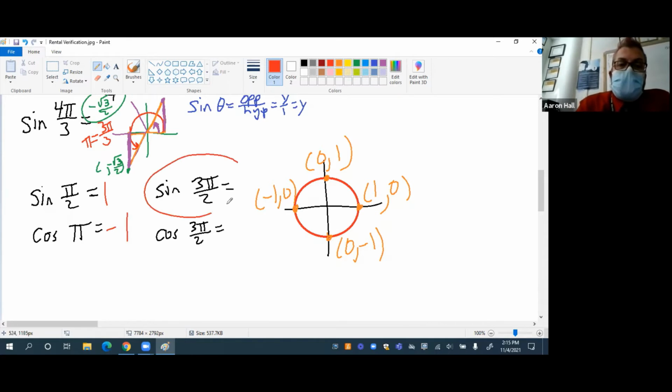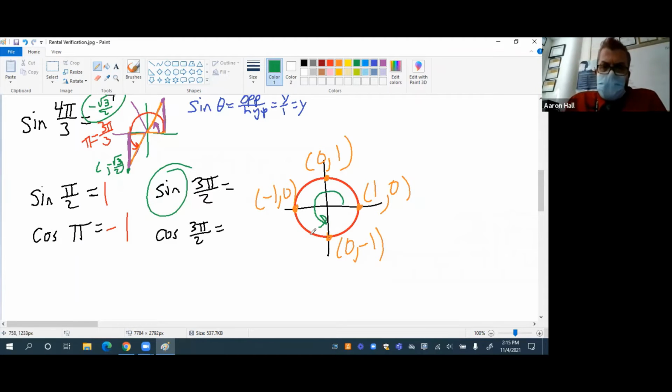What about sine of 3 pi halves? How far do I rotate? Here's 1 pi halves, 2 pi halves, 3 pi halves right here. It's -1. Yeah, sine is the y value, and the y value here is -1. Yep. So -1. What about this one?